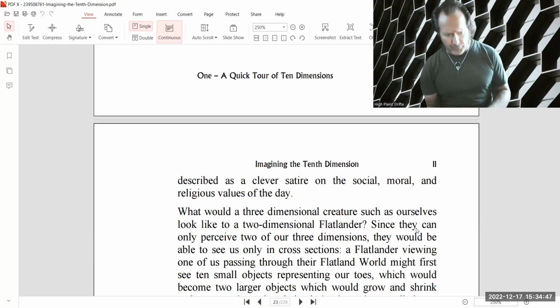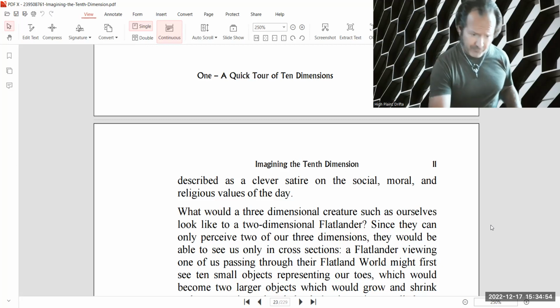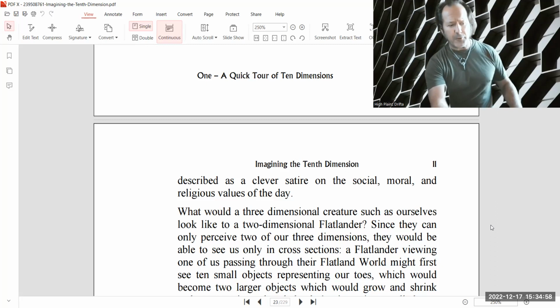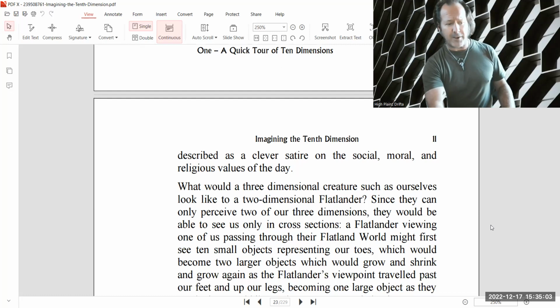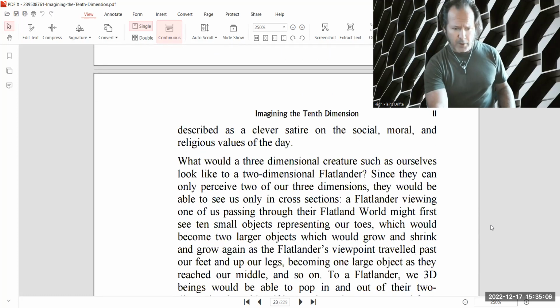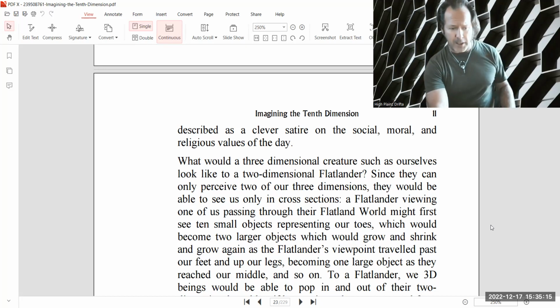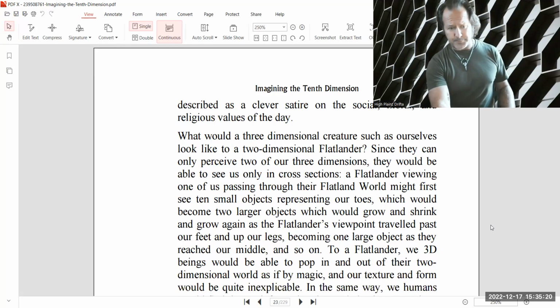What would a three-dimensional creature such as ourselves look like to a two-dimensional Flatlander? Since they can only perceive two of our three dimensions, they would be able to see us only in cross-sections. A Flatlander viewing one of us, passing through their flatland world, might first see 10 small objects representing our toes, which would become two larger objects, which would grow and shrink and grow again as the Flatlander's viewpoint traveled past our feet and up our legs, becoming one large object as they reached our middle, and so on.